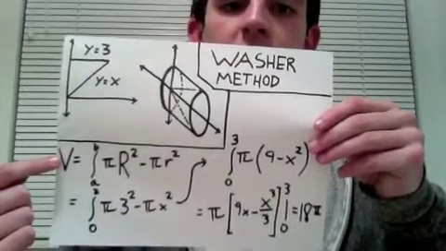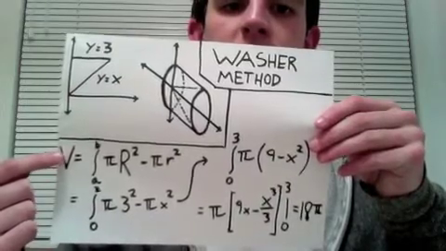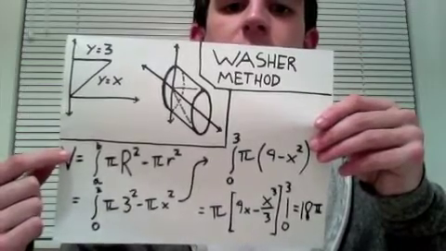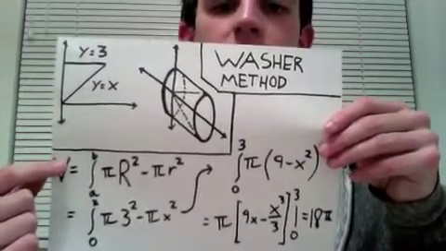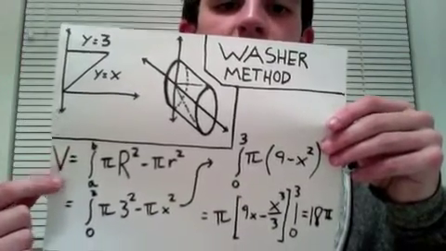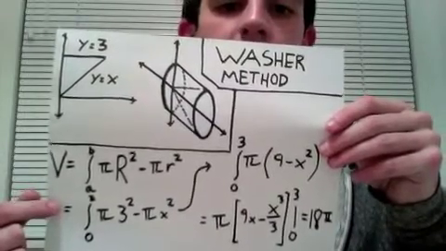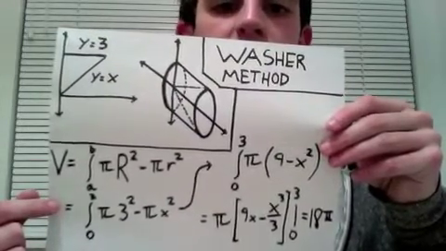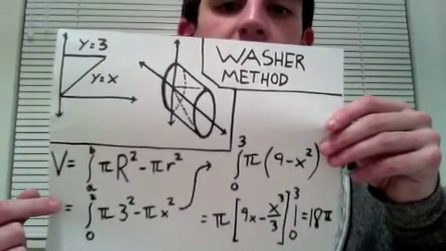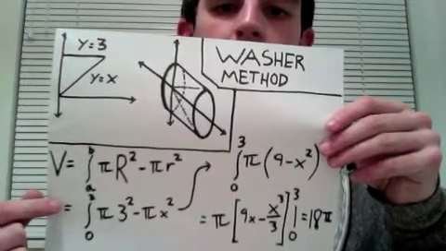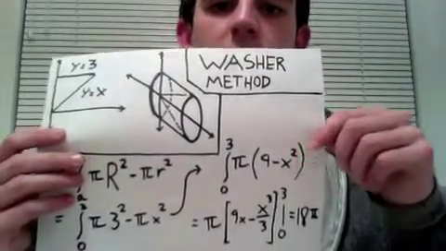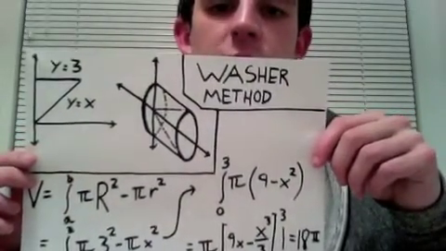Volume equals the integral from a to b of the top area minus the bottom area. So pi times the large radius squared minus pi times the small radius squared. And so evaluated for this, it's going to be from 0 to 3. Pi times 3 squared, since that's the large radius, minus pi times x squared, since that's the smaller radius. And you can simplify that, from 0 to 3, to pi times 9 minus x squared.